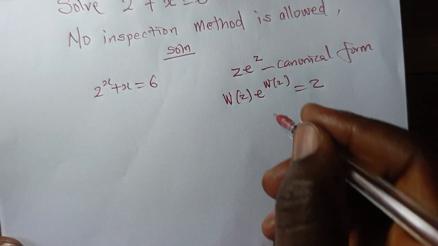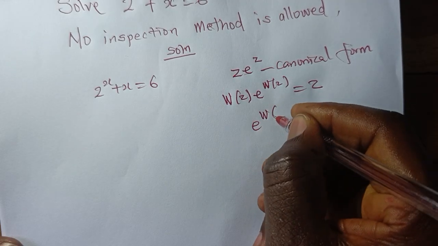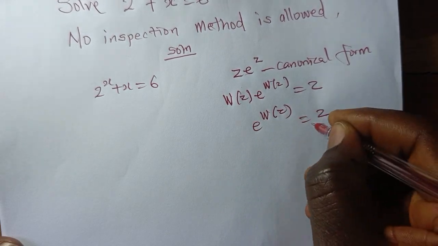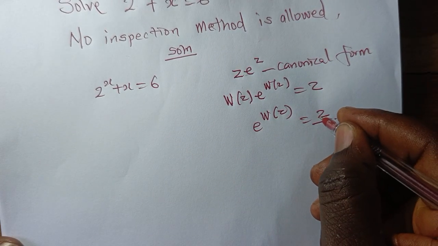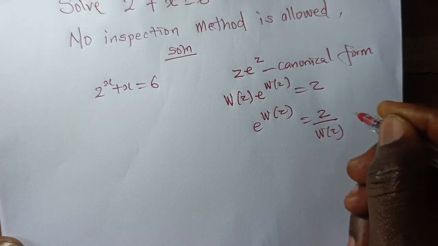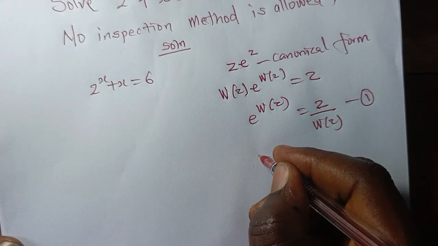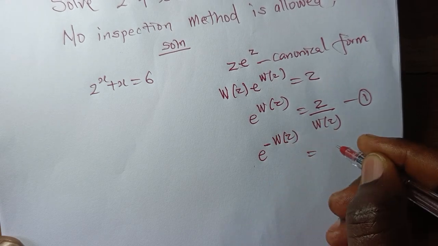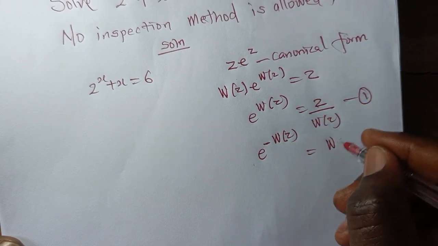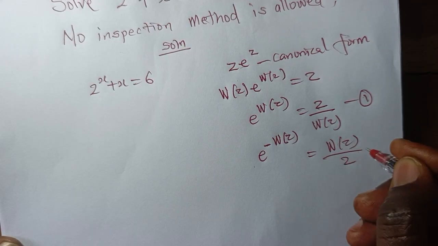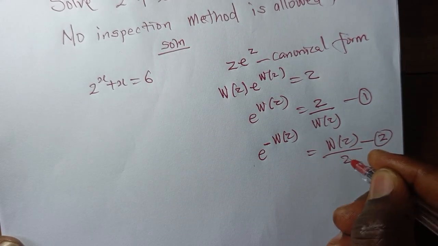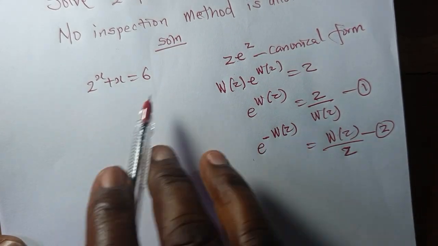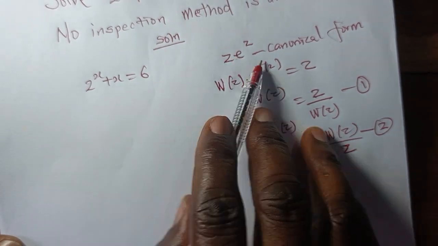So there are two properties. We have e raised to power W of s equals s divided by W of s. So that is the first property. The other property is e raised to power minus W of s equals, we inverted this one, so this will be inverted too, W of s divided by s. This is the second property. So now coming to this, we are going to write this in this form by manipulation.